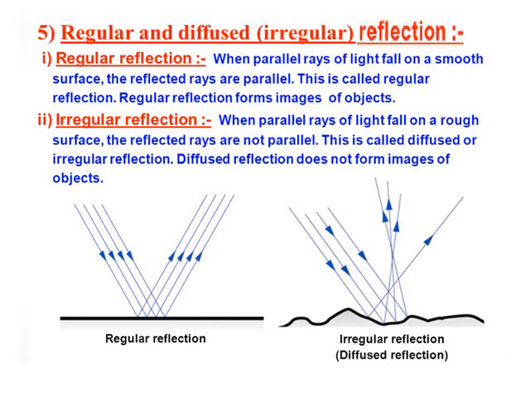Children, this slide gives you the different types of reflection. Reflection can be of two types: regular reflection and irregular or diffused reflection. Now let us see what regular reflection is. When parallel rays of light fall on a smooth surface, the reflected rays are parallel. This is called regular reflection. Regular reflection forms an image of the object of the same quality.